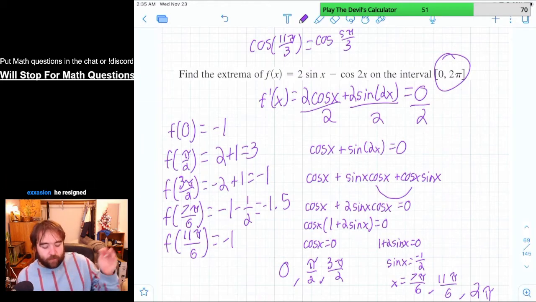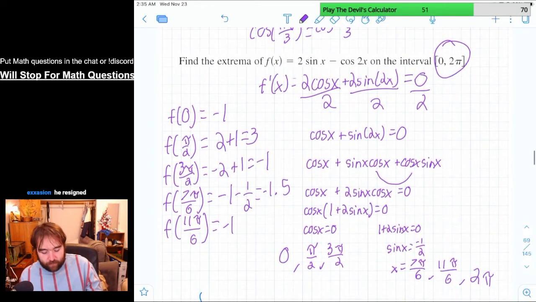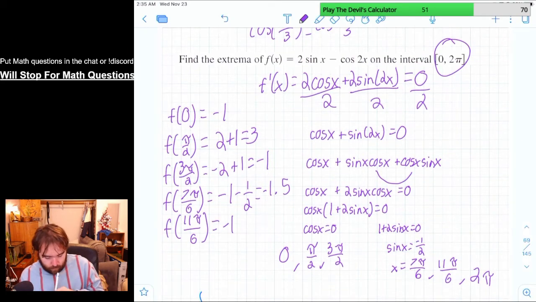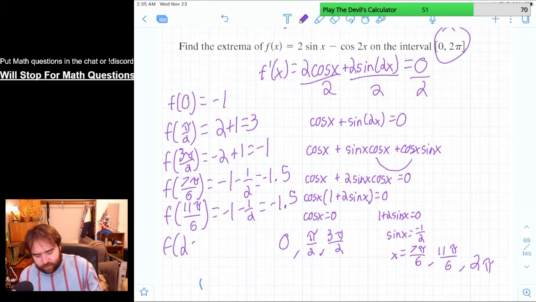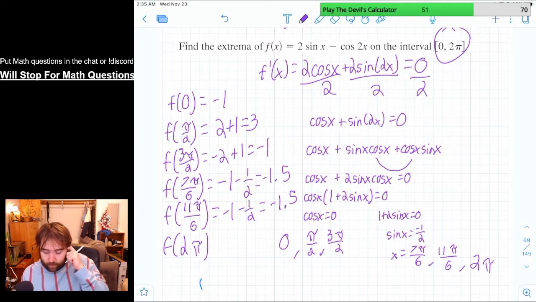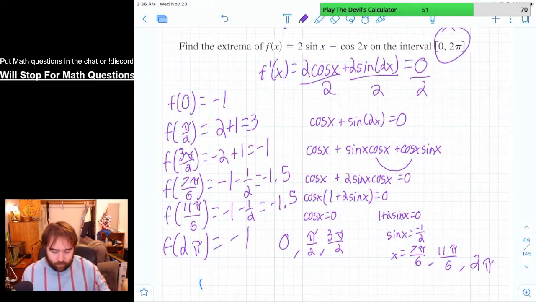Which is like the pi over 3, but in the fourth quadrant, and it's positive there. So cosine of pi over 3 is 1/2. It's positive, but then it's minus, so it is minus 1/2. So that is also negative 1.5. That's not really surprising, honestly. And then f of 2 pi. 2 pi is literally the same thing as 0. So even when you do the cosine of 0, the cosine of 4 pi, those are the same. So that's also going to be negative 1.